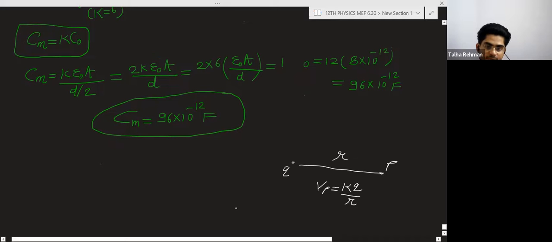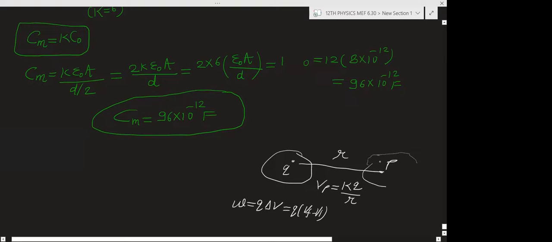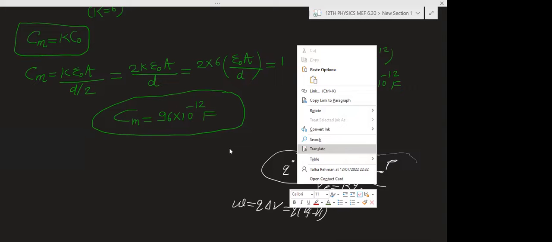That's fine. And we have one more formula. The work done is equal to charge into change in potential, V final minus V initial. Okay, Hamza? Yes, sir. Okay.